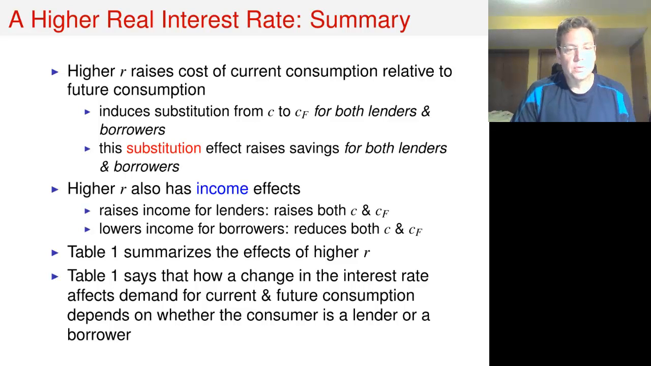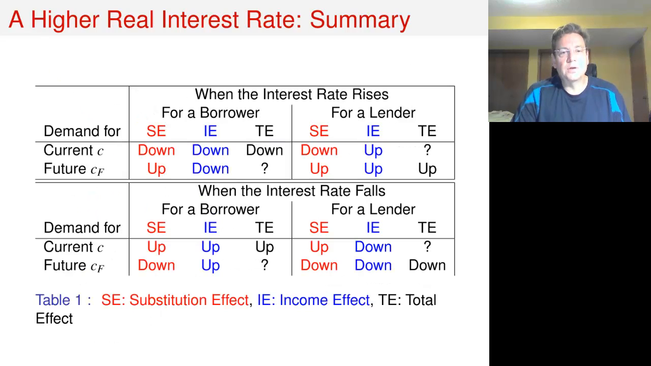To wrap up the effects of a higher real interest rate, we can see that the substitution effect is unambiguous. A higher real rate always encourages people to substitute out of current consumption and into savings, or equivalently into future consumption. The income effect, though, depends on whether a consumer is a borrower or a lender. And so these effects are summarized in this table.